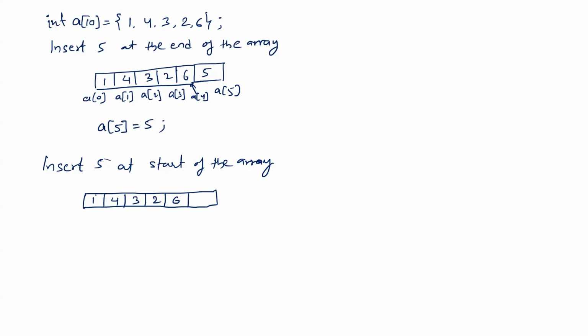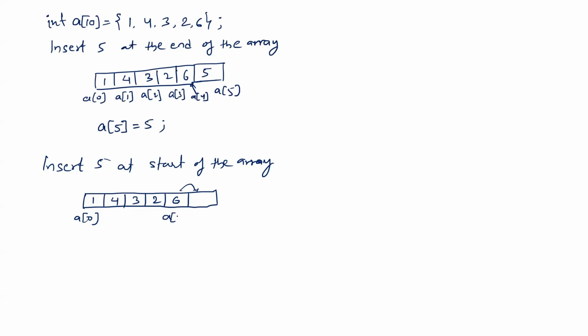I want 5 at the index number 0. That is, A of 0 should be 5. So what do we have to do? We have to shift all the elements to the right side. Because if we directly put A of 0 is equal to 5, then 1 will go, and this is called updation, not insertion. So if you want to insert the value, then we have to shift all the elements to the right side. Meaning 6 should come here.